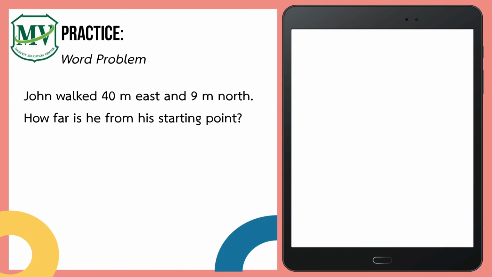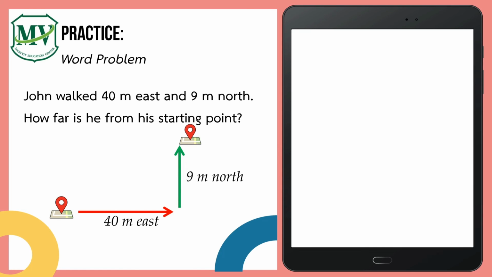Let's solve a word problem related to Pythagoras Theorem. John walked 40 meters east and 9 meters north. How far is he from his starting point? So let's analyze this problem. 40 meters east means going to the right, and 9 meters north means going up. So our picture looks like this: 40 meters east and 9 meters north. So we're going to calculate for the hypotenuse, or the distance from the starting point.